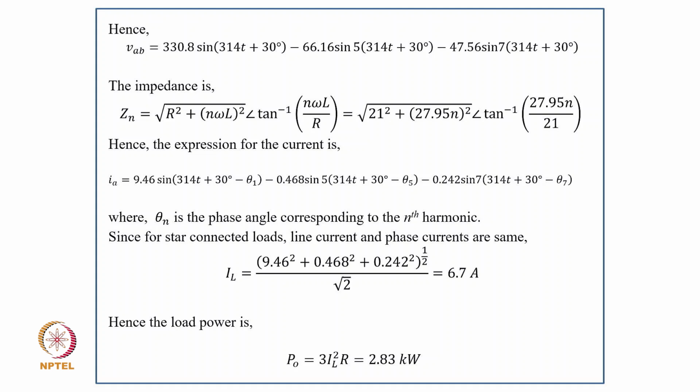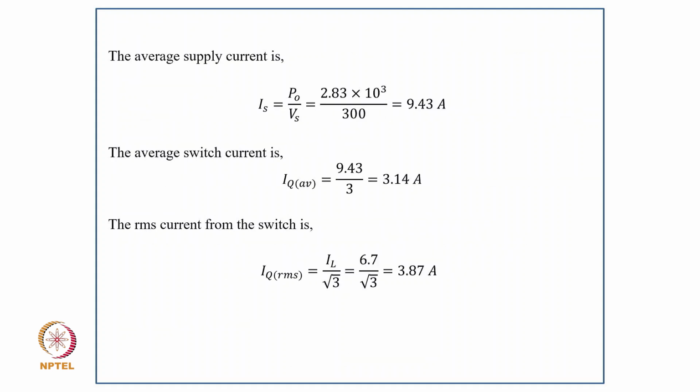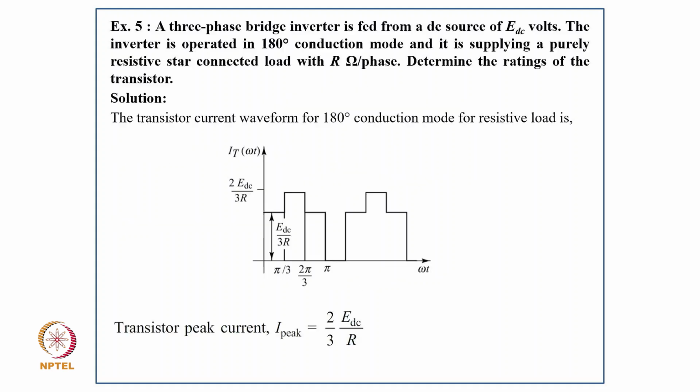Hence the load power is P equal to 3 IL square R, that is 2.83 kilowatt, and the average supply current is Is equal to P upon Vs, that becomes 9.43 ampere, and average switch current IQ equal to 9.43 divided by 3, that is 3.14 ampere, and RMS current through the switch is IQ RMS equal to IL upon √2, that becomes 3.87 ampere.